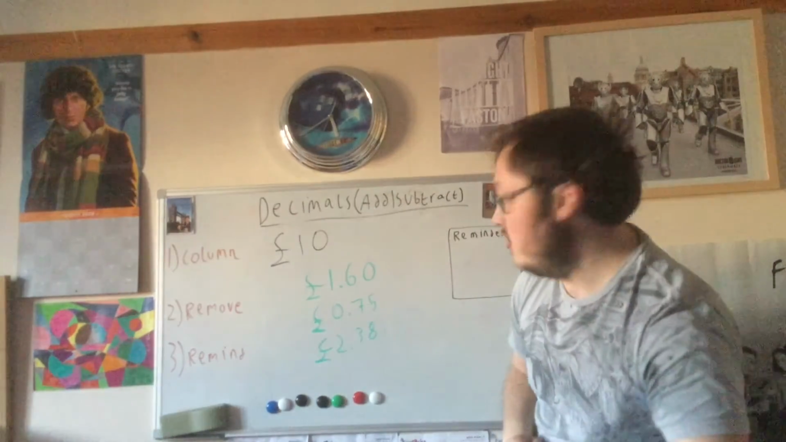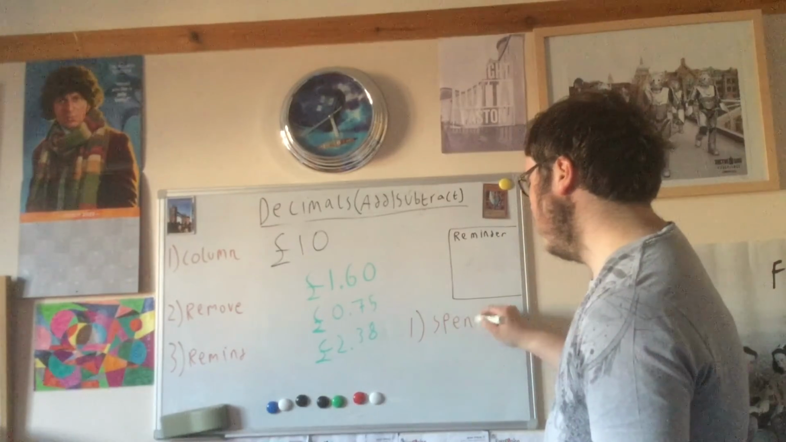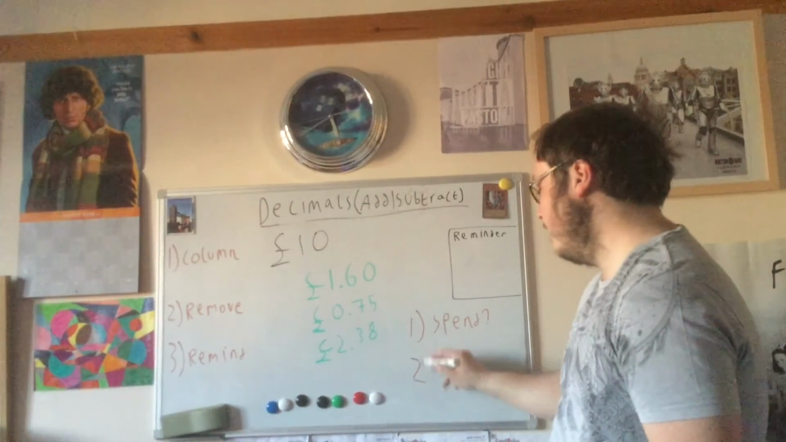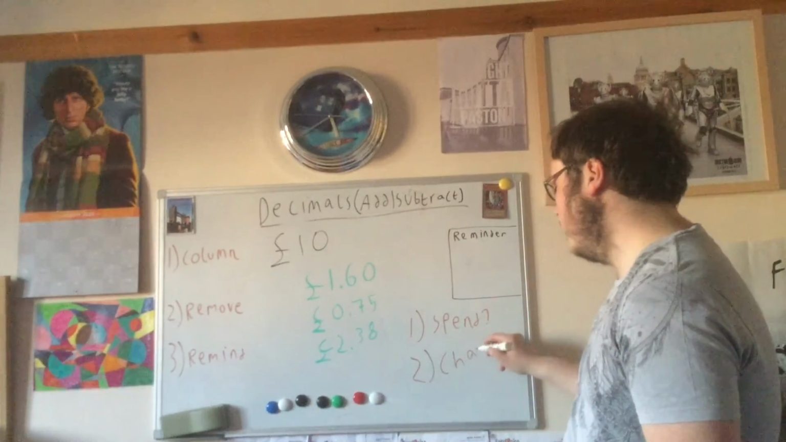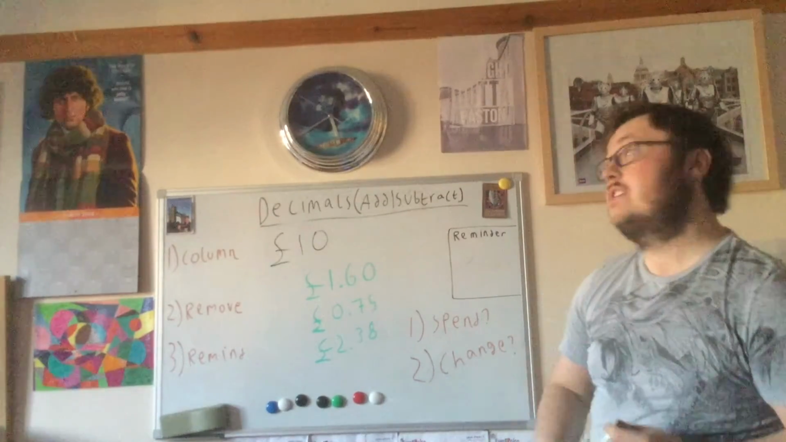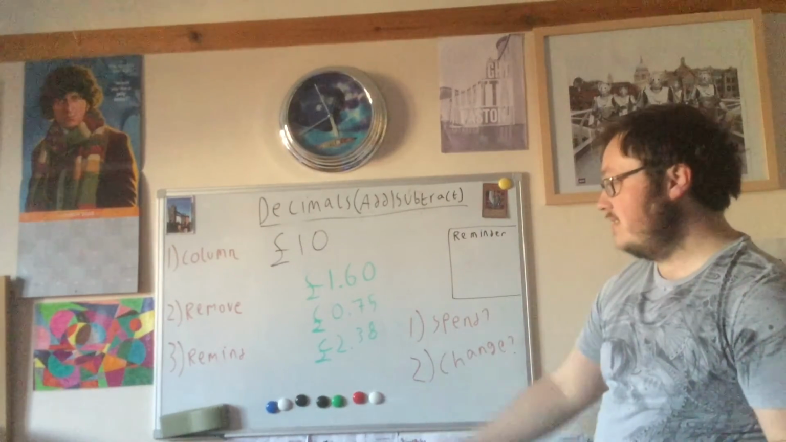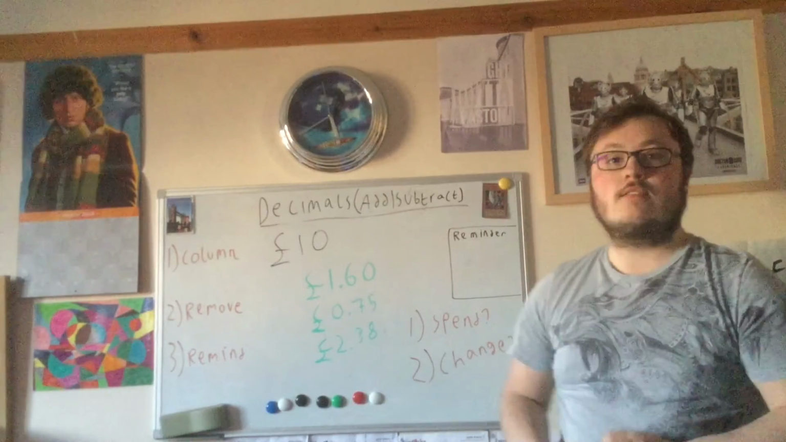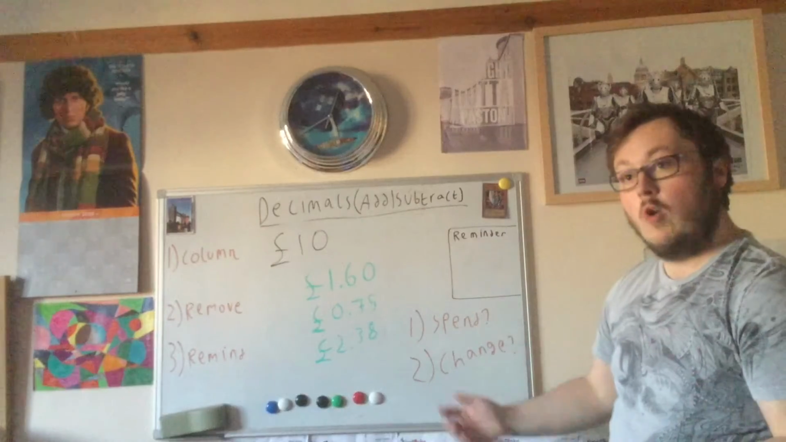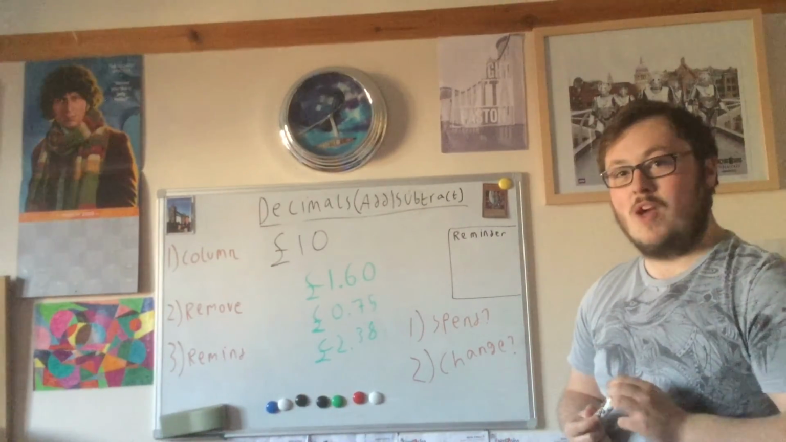So here's 2 questions. Question 1, how much did I spend? And secondly, what was my change? So I had a tenner on me, I had £10, I spent £1.60, 75p and £2.38. How much did I spend in total? And then what was my overall change? You've got till tomorrow to work this out.